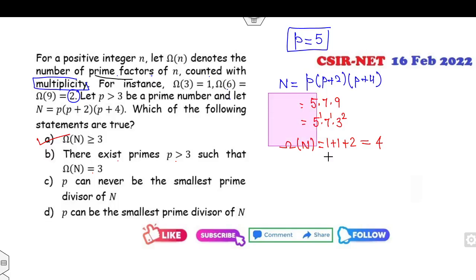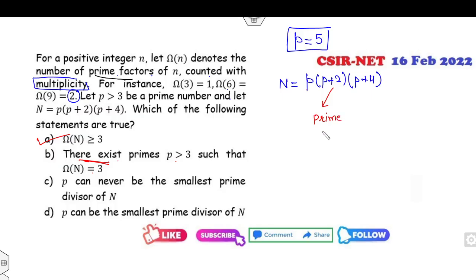So let me verify this case also. There exists. It is not said for all. How can you verify whether it's satisfied or not? Now, P is a prime number. What will P plus 2 be? P plus 2 may be prime or a product of primes.